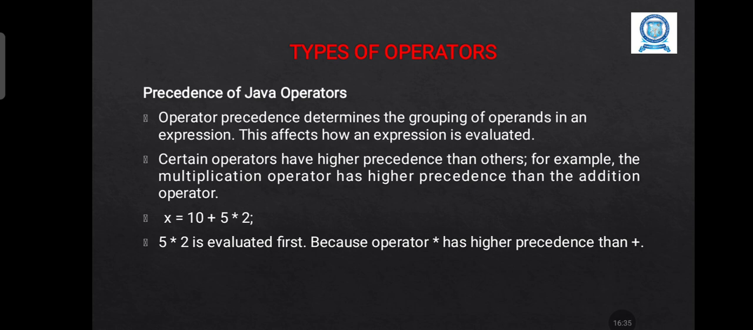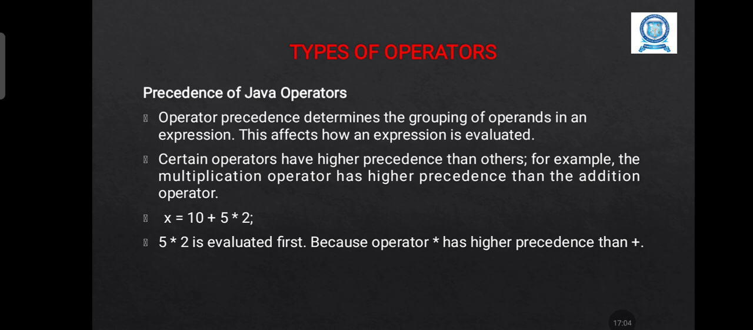Then let us see the precedence of operators. Precedence means if in an expression you have more than one operator, the precedence level gives the order of evaluating the operations, or the priority level of the operators. Based upon the priority levels, we will solve the operators. The operator with the higher precedence will be evaluated first.